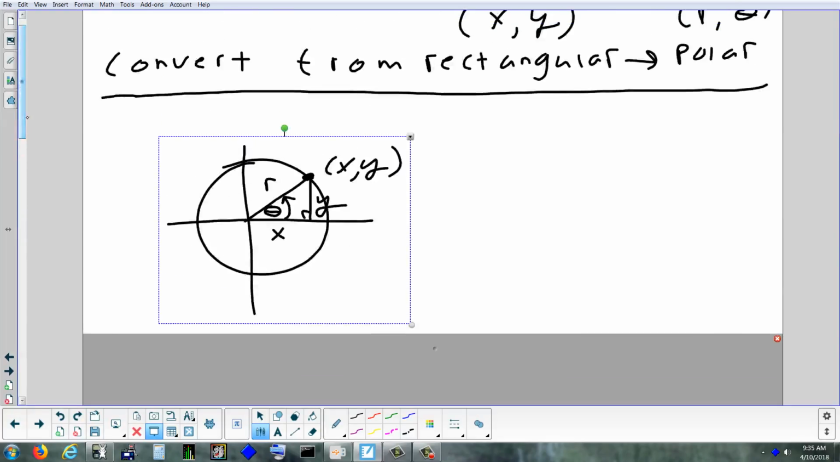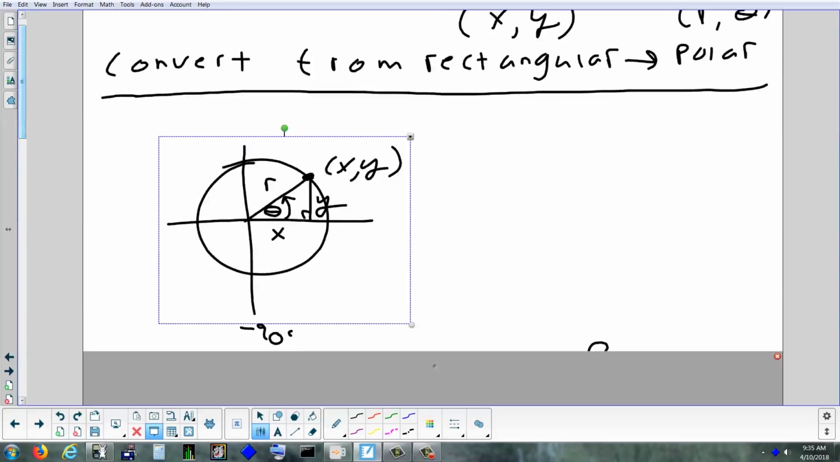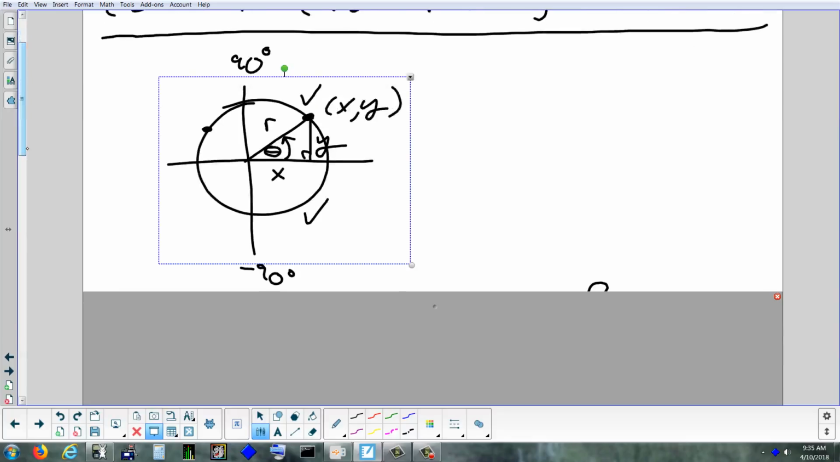Now, the problem with using inverse tangent, if you remember, is the range for inverse tangent. If you type in inverse tangent and press enter on the calculator, you're always going to get an answer between negative 90 and 90. So inverse tangent will give you an answer here or here. But what if your coordinate was over there? Inverse tangent by itself would never be able to give you an angle over there. So we have to make a small adjustment if we're here or here, in those quadrants.